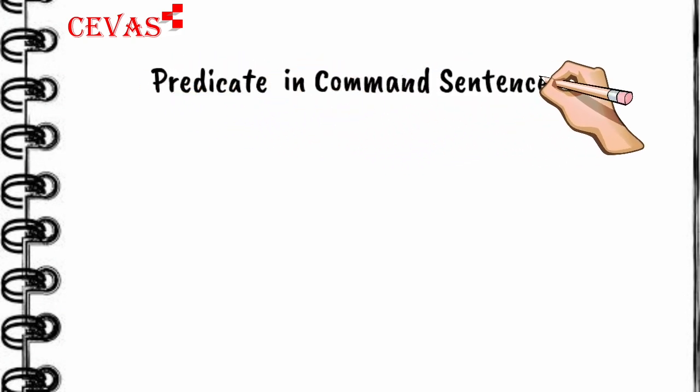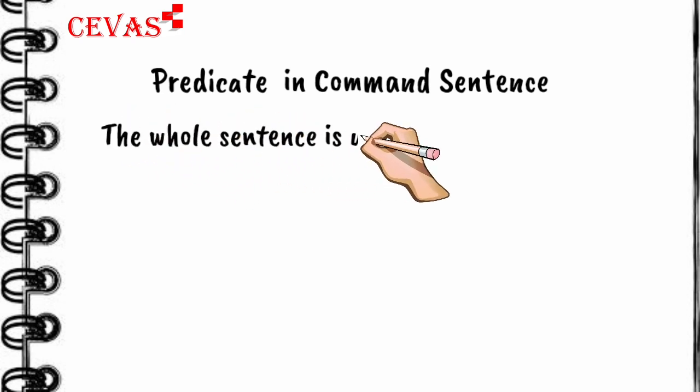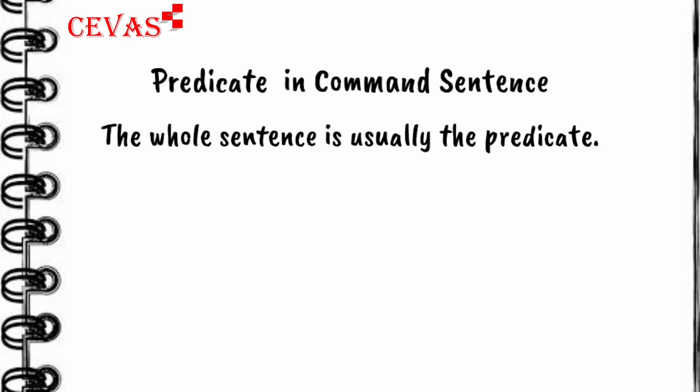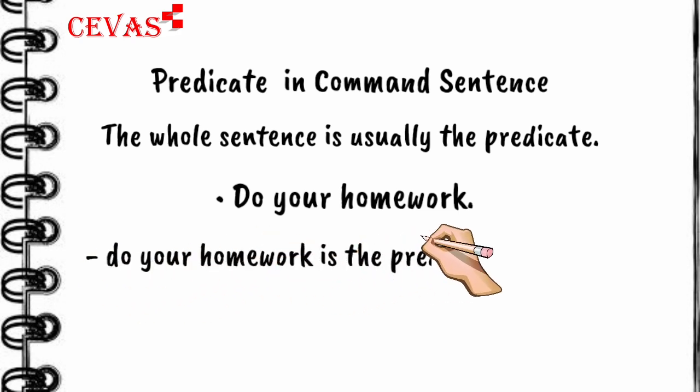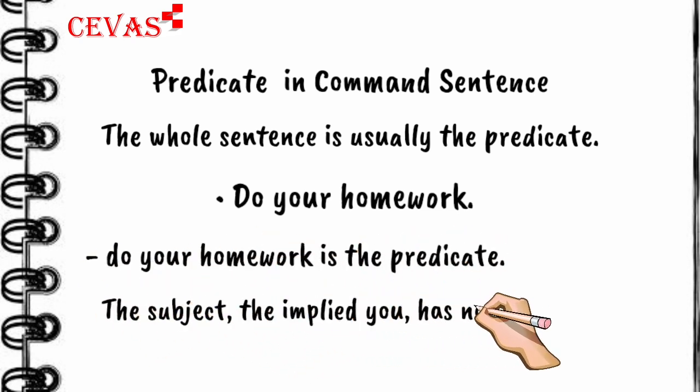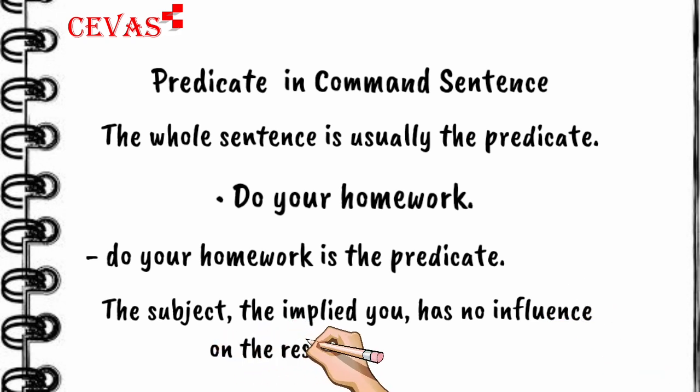Now, let us proceed with predicate example in command sentence. In a command sentence, the whole sentence is usually the predicate. Do your homework. For this example, do your homework is the predicate. The subject, the implied you, has no influence on the rest of the sentence.